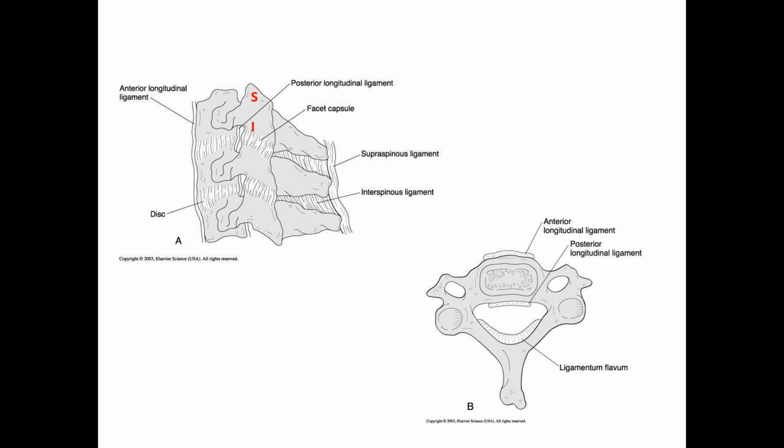So this is the anatomy: anterior longitudinal ligament. This is posterior longitudinal ligament. It is facet capsule joining superior facet and inferior facet. There are spinous, supraspinous ligaments and interspinous ligaments. Anteriorly, there is intervertebral disc, and ligamentum flavum, which covers the cord from behind.